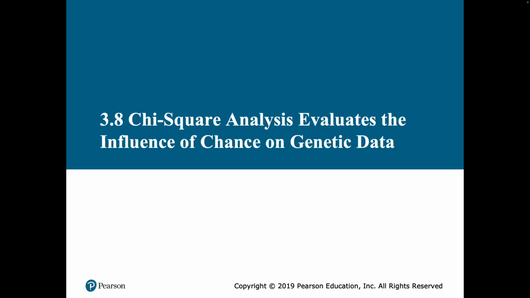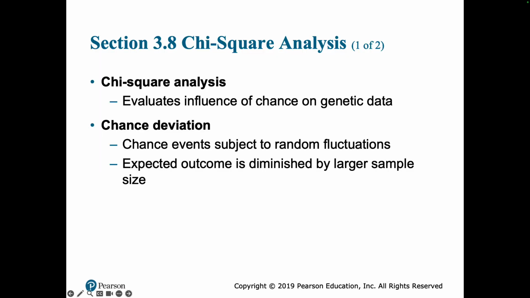To continue chapter 3, Mendelian genetics, we can talk a little bit about how genetic data is interpreted statistically. One of the really common statistical analyses that we do for genetic data is called a chi-square analysis. With this chi-square analysis, we're really trying to determine whether or not a genetic event occurred due to chance, or what is the probability or the likelihood that a particular genetic event occurred due to chance.